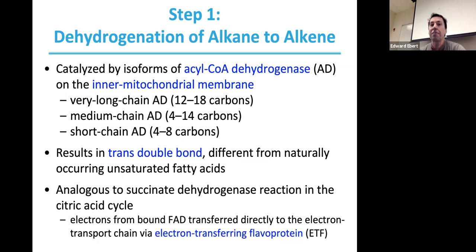We have different isoforms of this acyl-CoA dehydrogenase, and they're geared to work on different sizes of fatty acids. If we have long chain ones, like 12 to 18 carbons, we'll use one isoform. We've got a medium chain, we've got a short chain. We end up with a trans double bond in here.